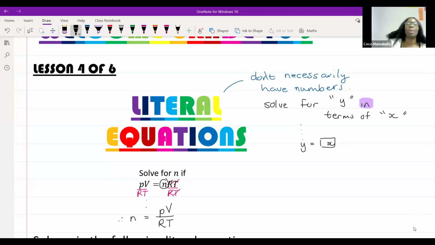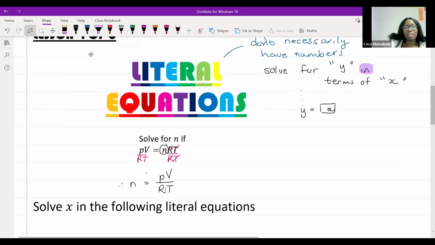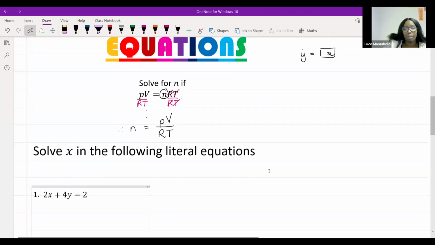All right, let's jump into some examples of our own. This instruction here says solve for x in the following literal equations. Let's start with number 1. If you look at number 1, here's x over here. So I know that my final answer is definitely going to have a y in it. Like Mandisa has said, we need to do the inverse operations.